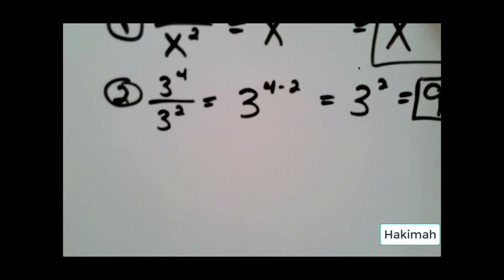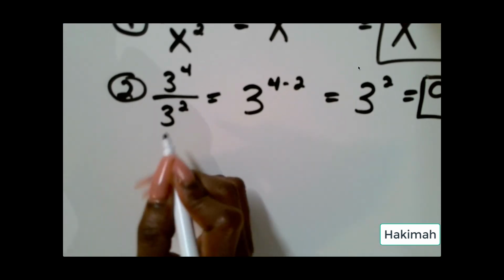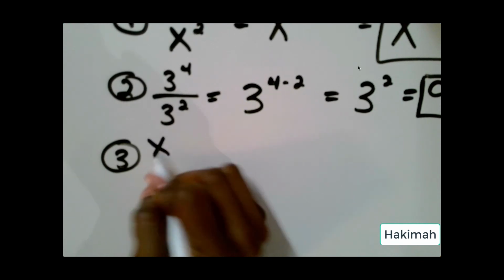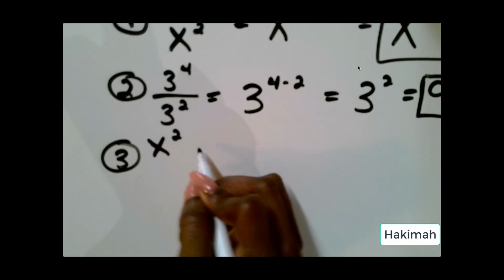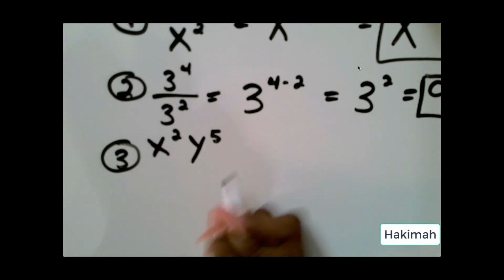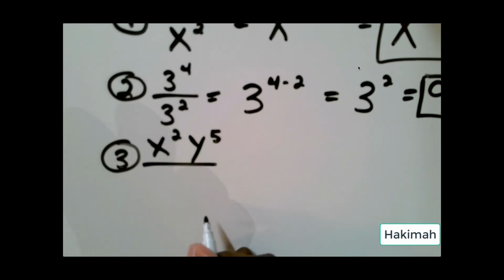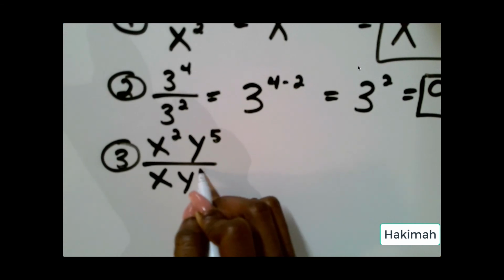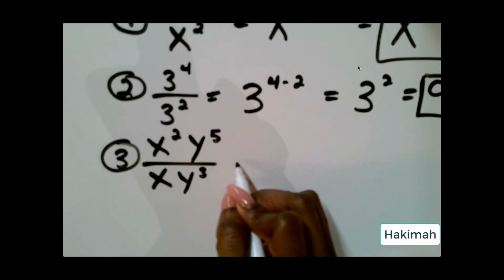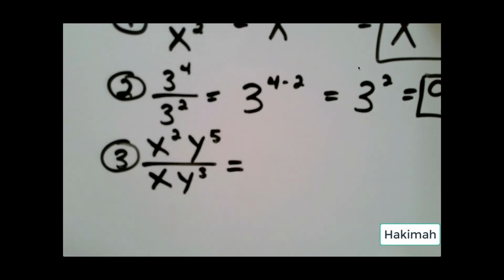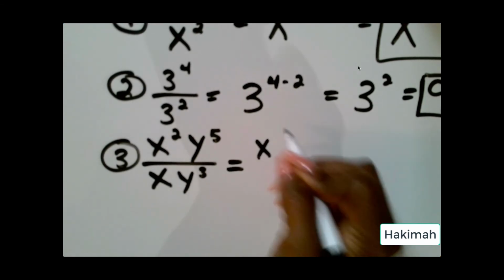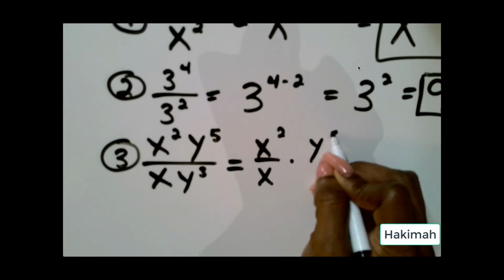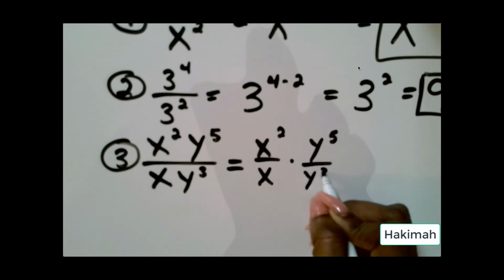I'm going to go ahead and scoot this up a bit. Let's say example number 3. We have x to the second power times y to the fifth power divided by x to the first power times y to the third power. I can do this 2 ways. I'm going to break it apart. Let's say I have x squared divided by x times y to the fifth divided by y third.